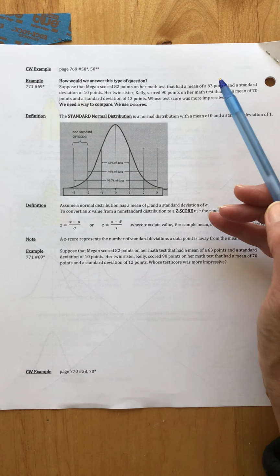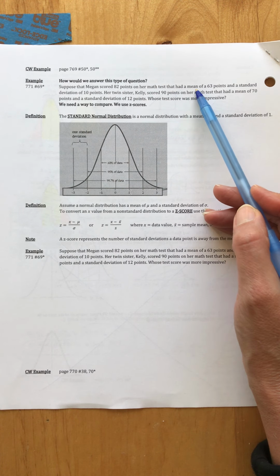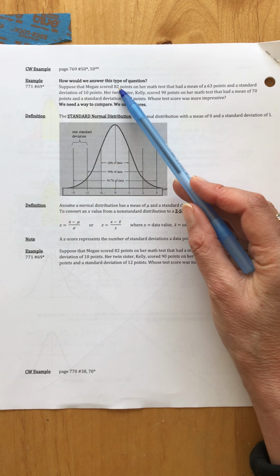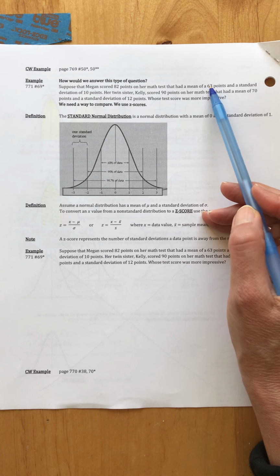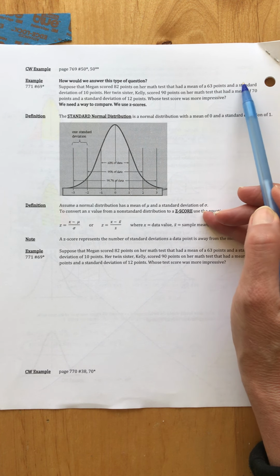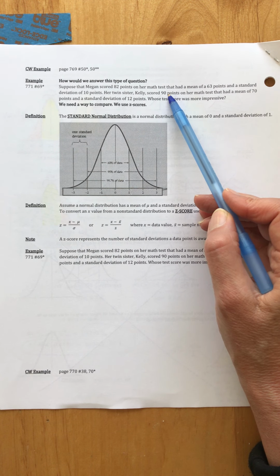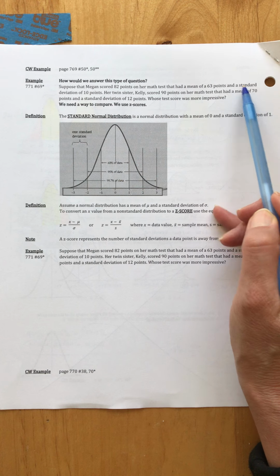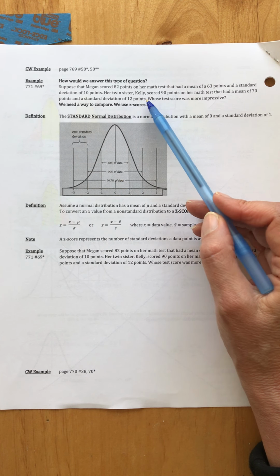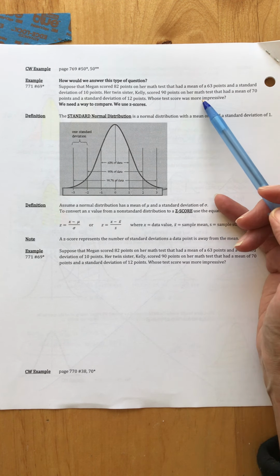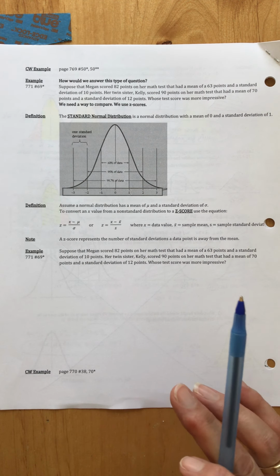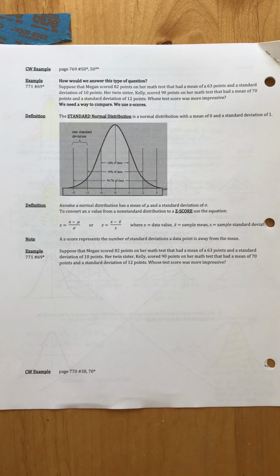So that's the part where they give us some more information. They tell us Megan scored 82. The mean was 63 with a standard deviation of 10. Whereas the 90 score came from a mean of 70 and a standard deviation of 12. So whose test score was more impressive? It's kind of a hard thing to answer. How can we compare these two?